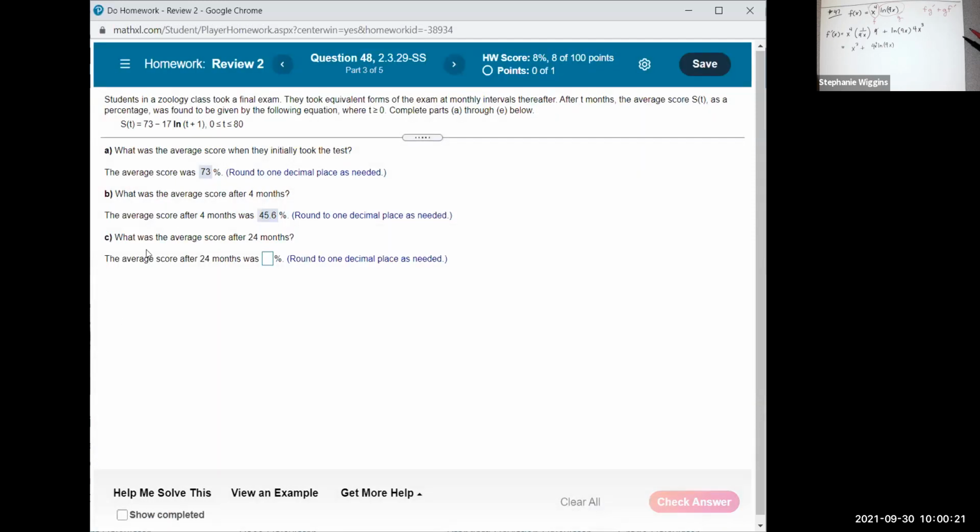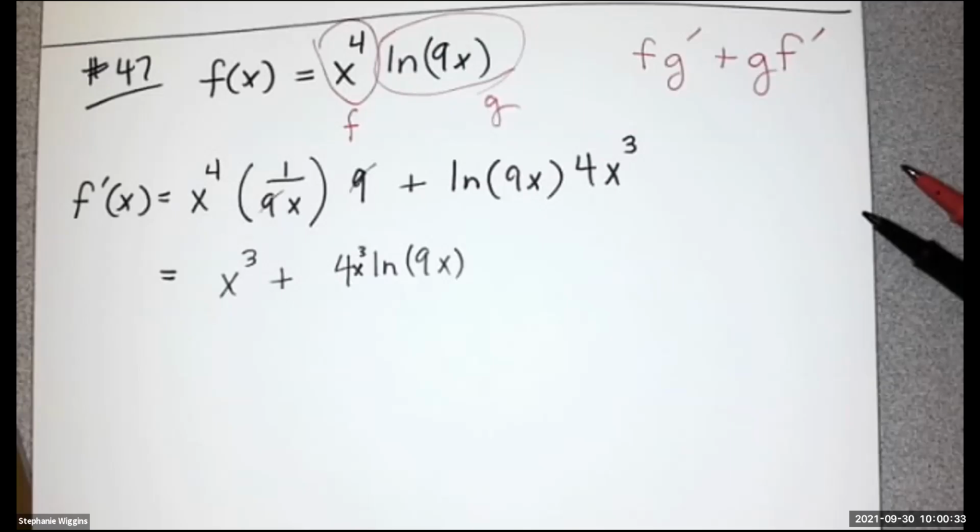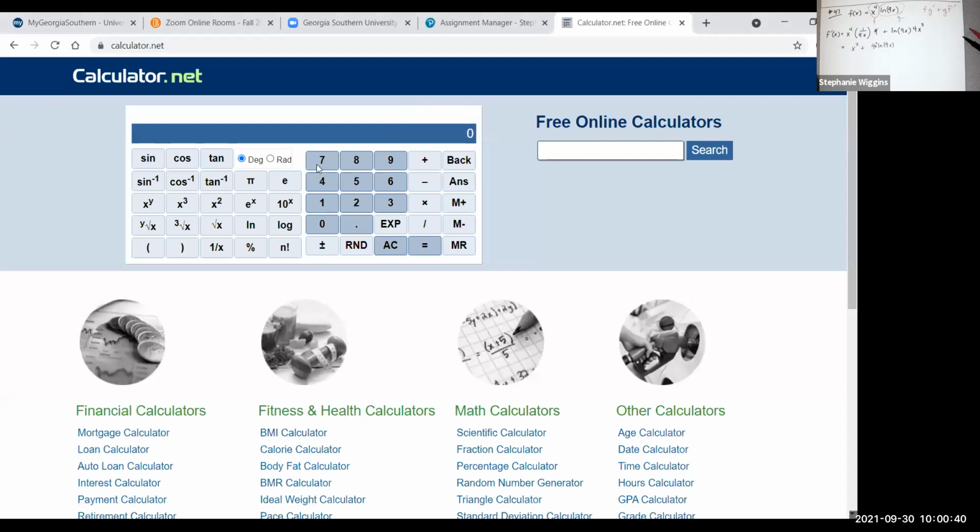Okay, and part C, what was the average score after 24 months? So you're just plugging in 24. And so this time you're going to have the natural log of 25 because T is 24 plus 1. So going to the calculator, we have 73 minus 17 times the natural log of 25. And rounding it gives me 18.3.